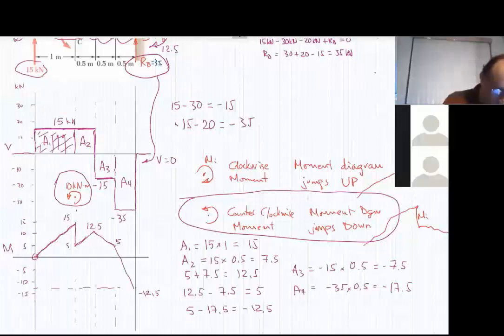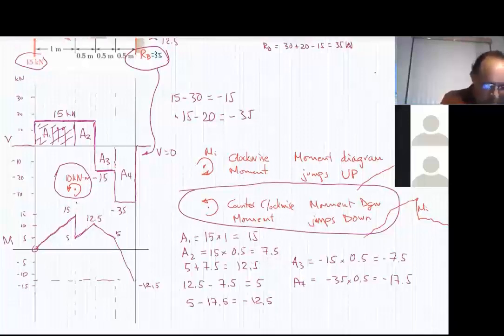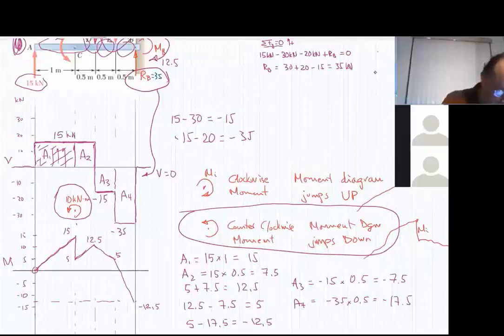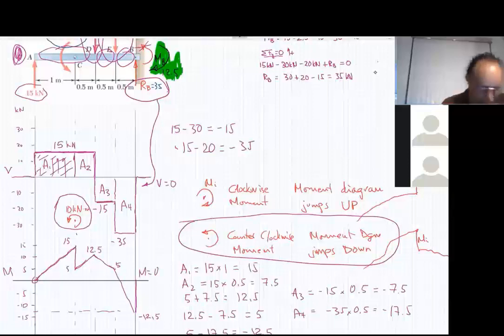Now you guys see the concentrated moment as the reaction. You see the reaction here. This moment here, moment B, is 12.5 clockwise. That means that my diagram has to go up, in order to finish at moment equal 0 here. All right?